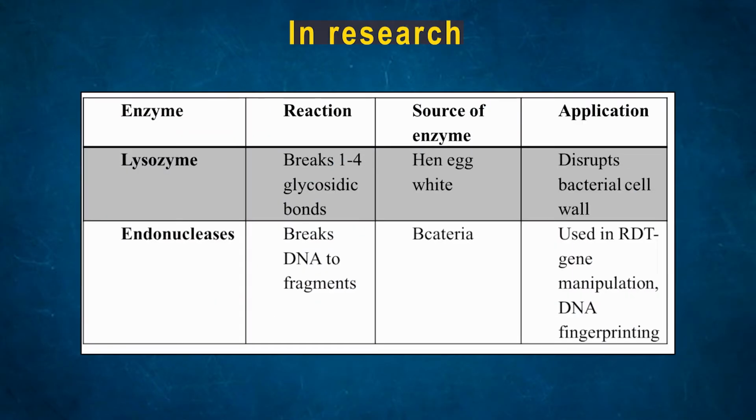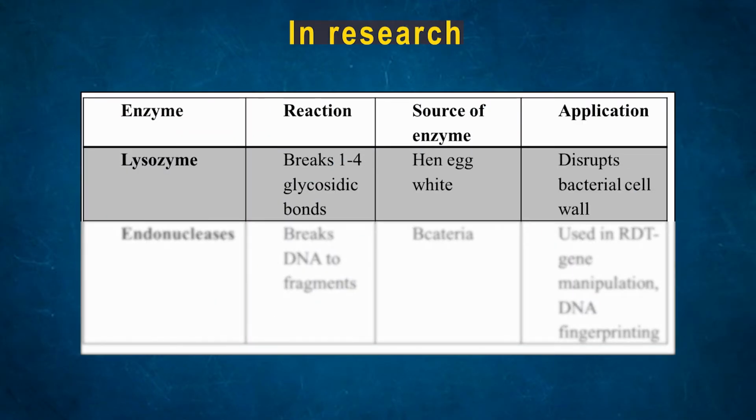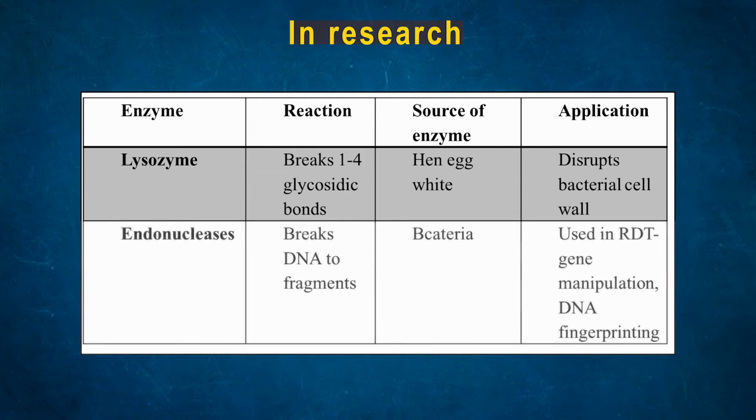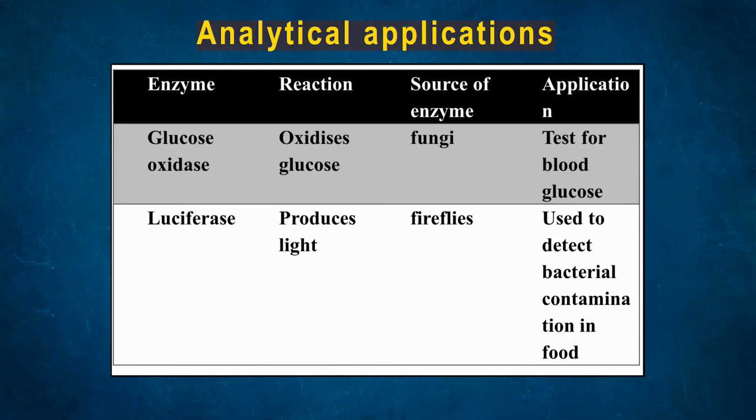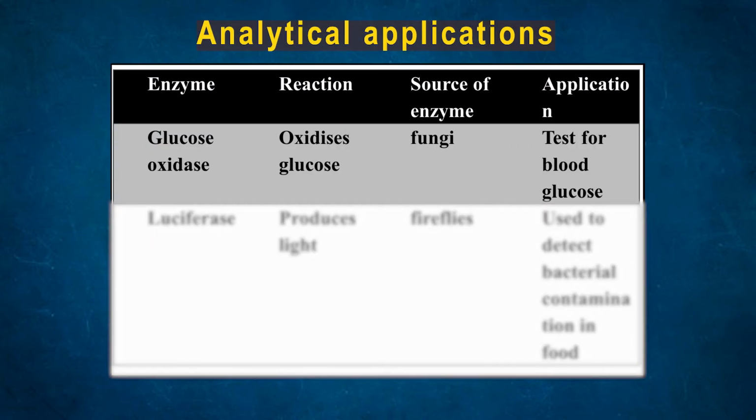In research, enzymes are needed. For example, lysozyme, which breaks 1,4-glycosidic bonds and whose source is hen egg white, is needed to disrupt the bacterial cell wall. Endonucleases, restriction enzymes, are needed to break DNA into fragments. The source may be bacteria, right? EcoRI, MscI, and many other restriction enzymes are used for recombinant DNA technology, gene manipulation and DNA fingerprinting. Analytical application: glucose oxidase, which I have already mentioned, oxidizes glucose and is needed for the blood glucose test. The source is fungi.